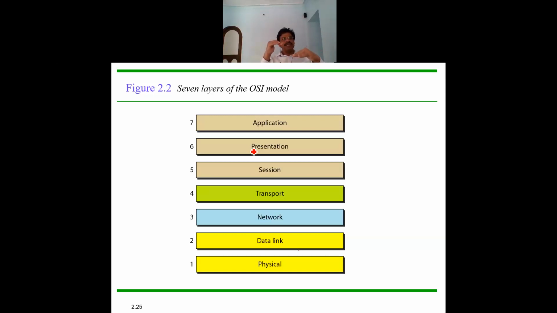Then the presentation layer performs its services on that data. All these in-between layers are also known as service layers. These service layers add their own data unit.